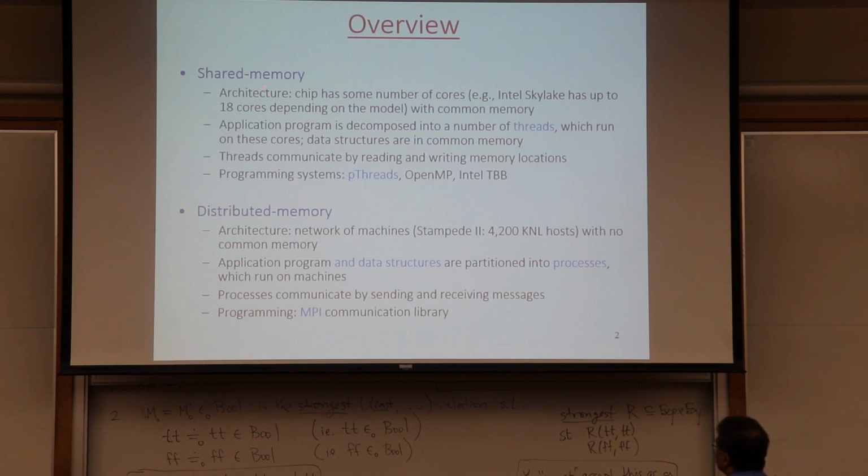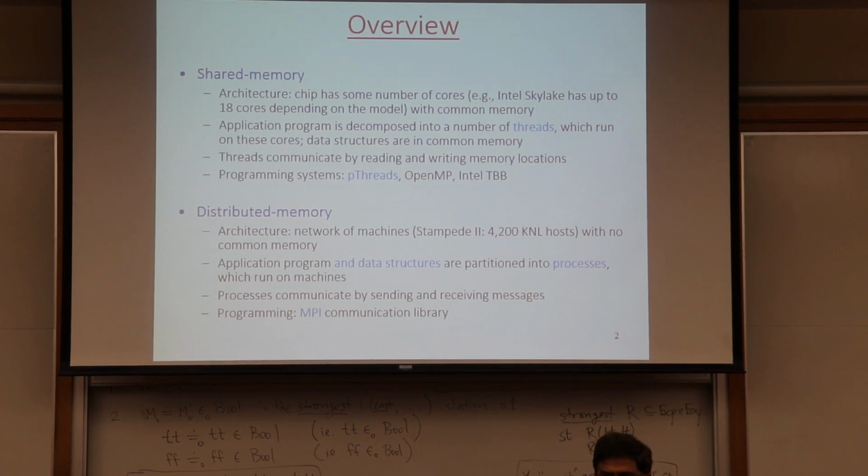The key difference between shared memory and distributed memory is that these machines don't have any memory in common. So each machine has its own memory. The cores on that machine can read and write and communicate through it, but if one machine wants to communicate with another machine, you have to do it very differently. You have to do it by message passing. So you have to send a message which has to be received at the other end.